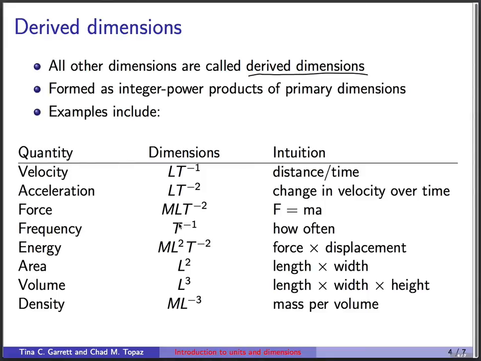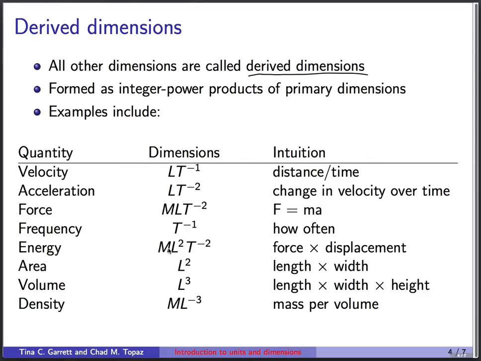Frequency has dimensions of T to the minus 1. You can think of that as meaning per time. Basically, how often does something happen? 3 times per week, 10 times per month, 5 times per year. Per year, that's dimensions time to the minus 1.